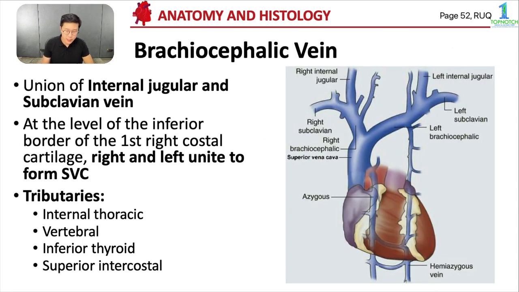Next, you have the brachiocephalic vein, which is formed by the union of your internal jugular and your subclavian vein. So at the level of the inferior border of the first right costal cartilage, so dito, drawing natin dito, kunwari, ito yung first costal cartilage, the right and left join to form the superior vena cava. Its tributaries include your internal thoracic, vertebral, inferior thyroid, and superior intercostal. Again, yung superior intercostal, yan yung sa second and third na intercostal vein.